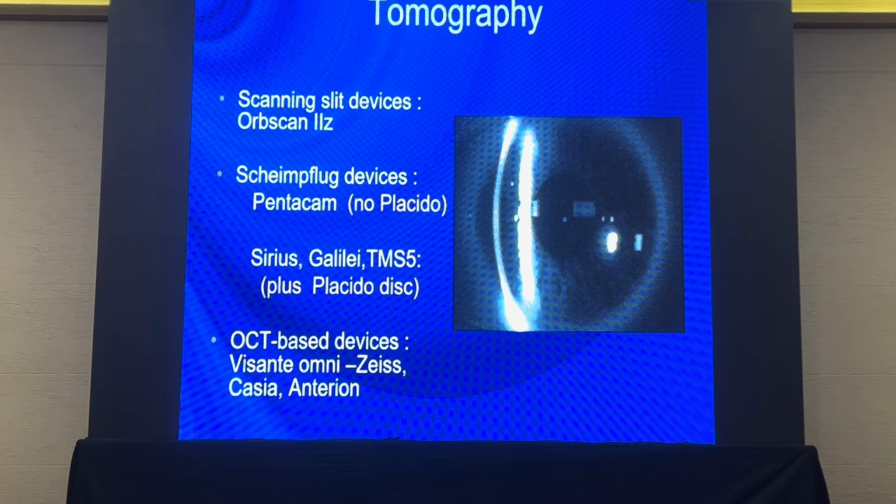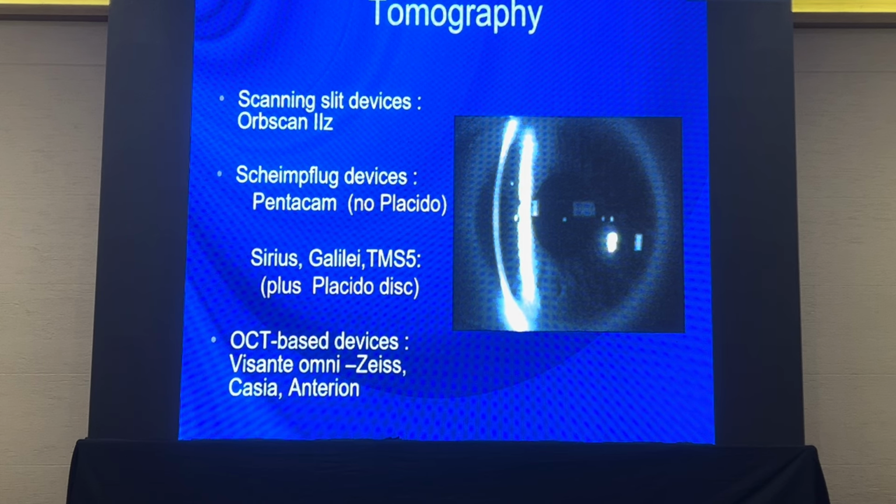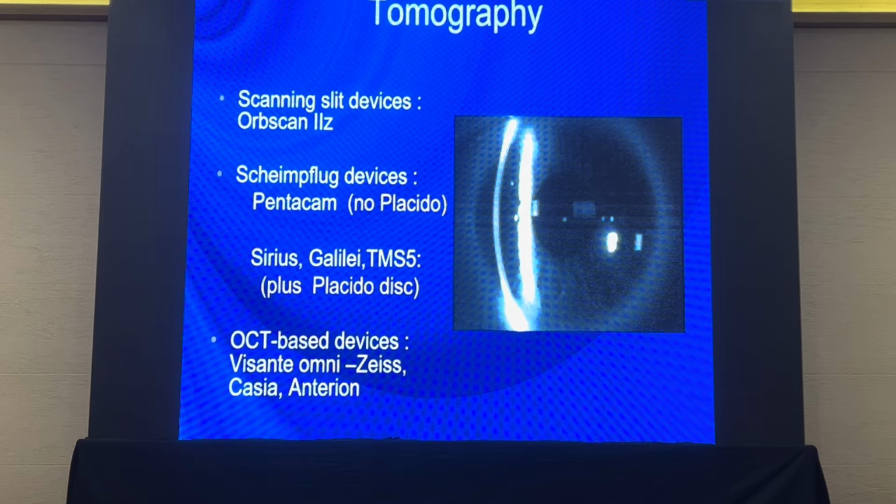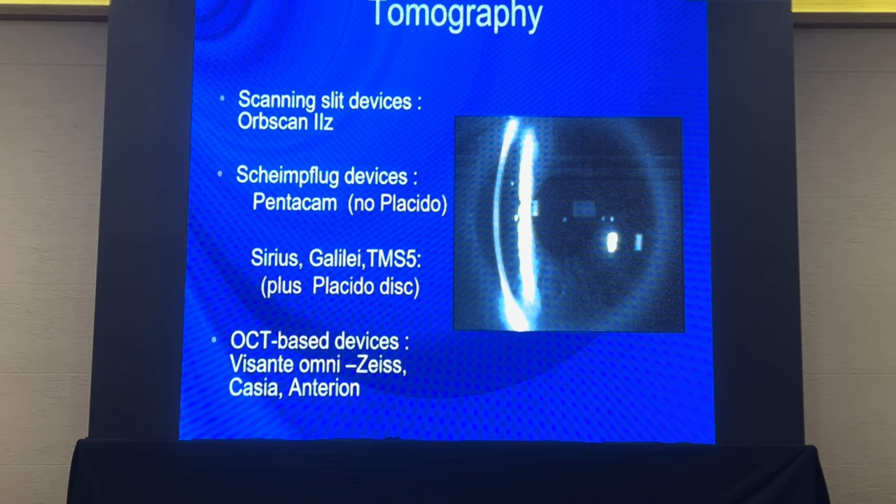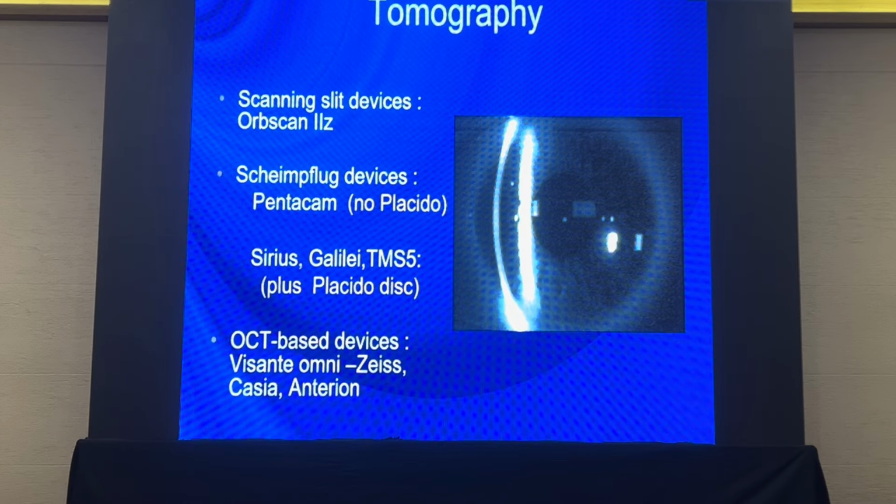There are various machines that are available. One, the prototype, was the ORBSCAN. Then nowadays the Scheimpflug devices are having the top position, of which Pentacam is the most popular one. Sirius, Galilei and TMS5 also use Scheimpflug imaging, and Sirius has the advantage of using a Placido disc, which is more sensitive along with the Scheimpflug imaging, which is quite able to pick up the posterior curvature and other data. So that way there is some advantage for the Galilei as well as Sirius.